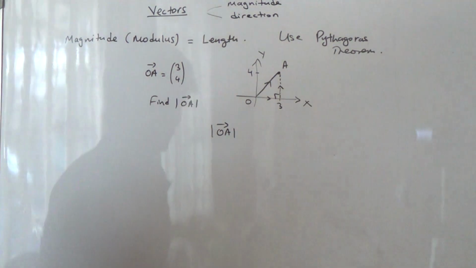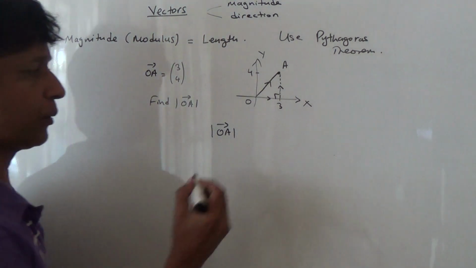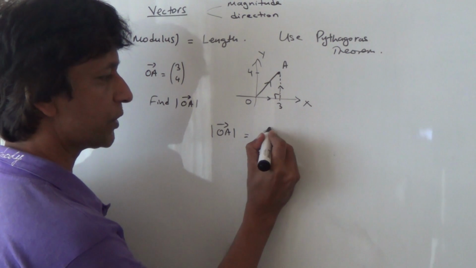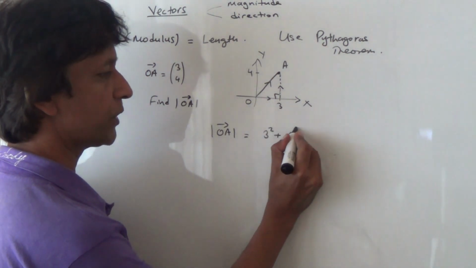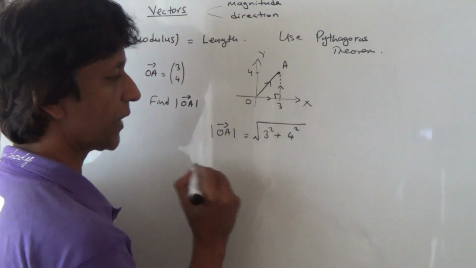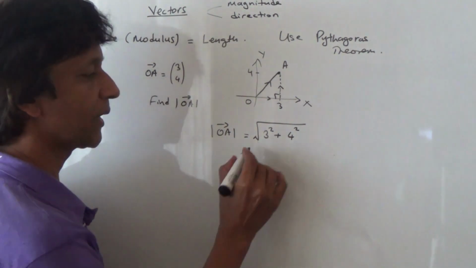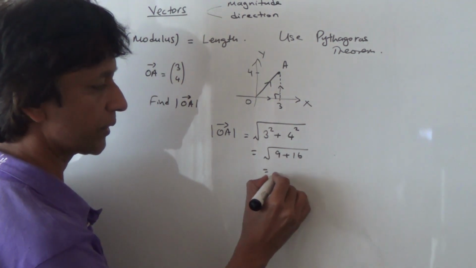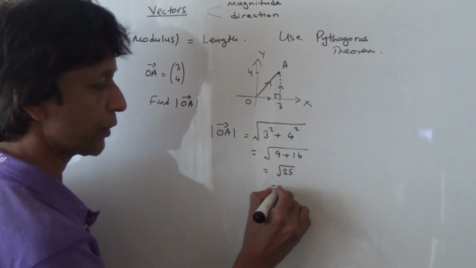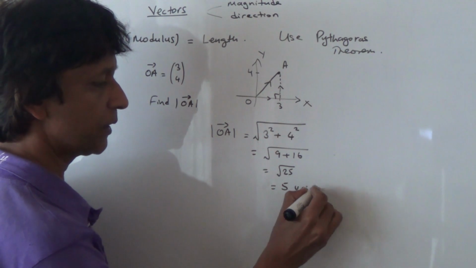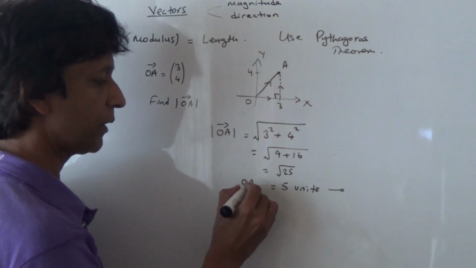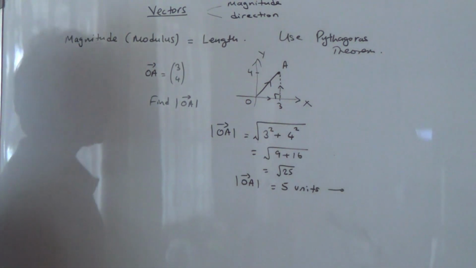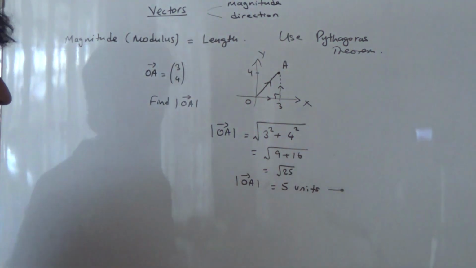Okay, and of course now if you want to find vector OA, you're going to say it's going to be equal to 3 to the square plus 4 to the square, and you do the square root of that. This is Pythagoras theorem, and that means it is 9 plus 16, and you got 25, and therefore you got 5 units. So this is the modulus of vector OA. I don't think that's difficult. It's quite easy to remember.